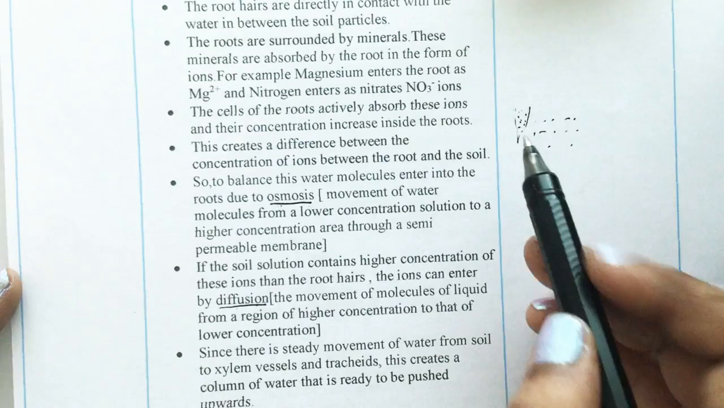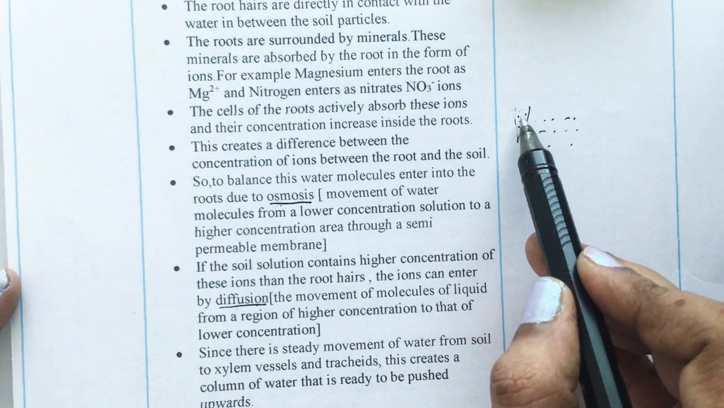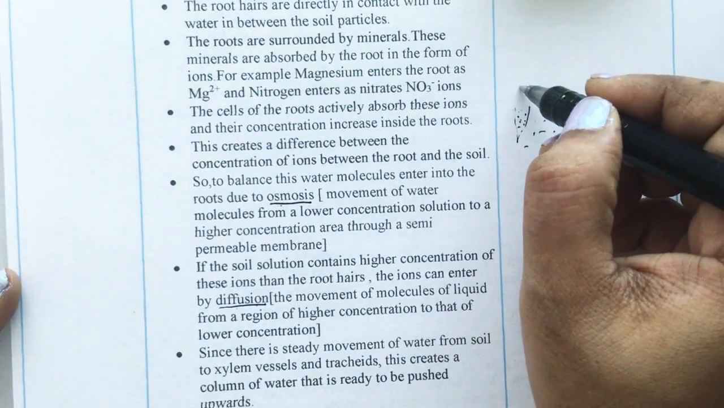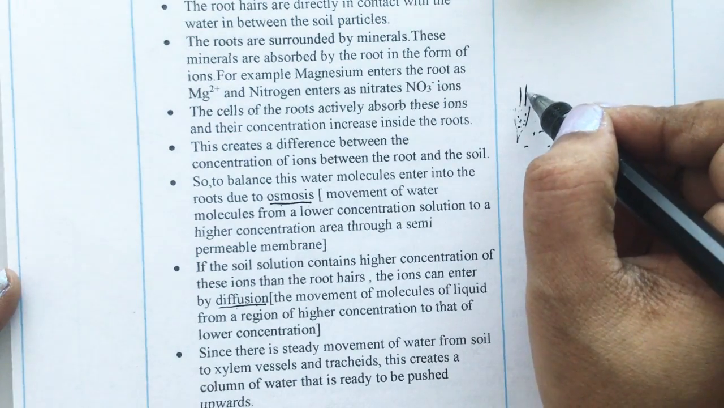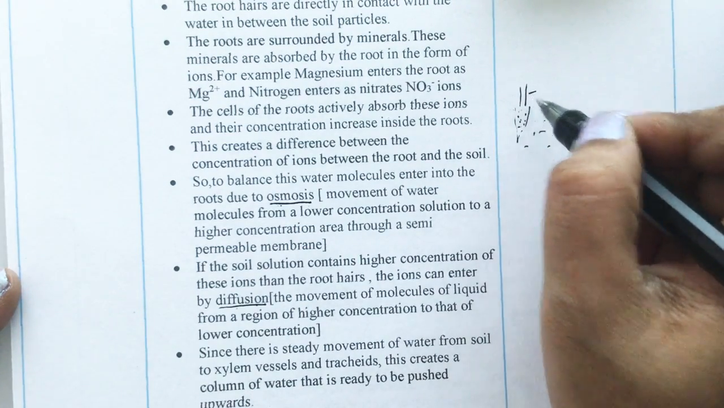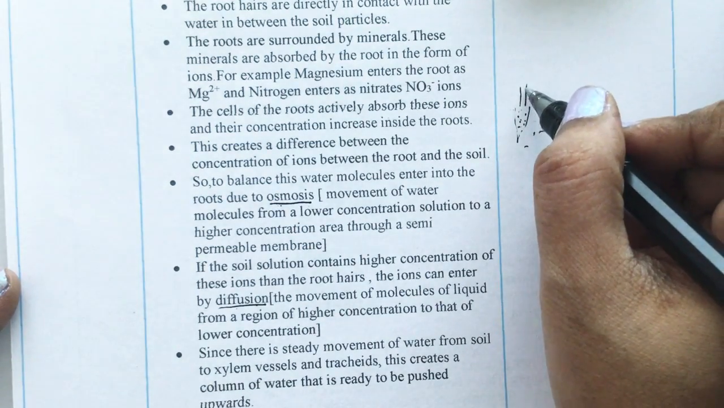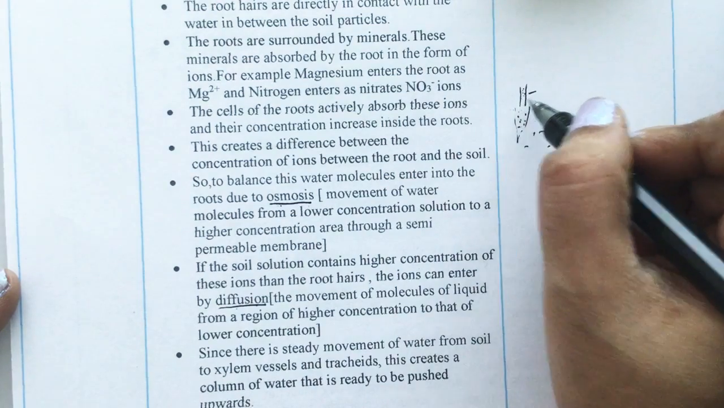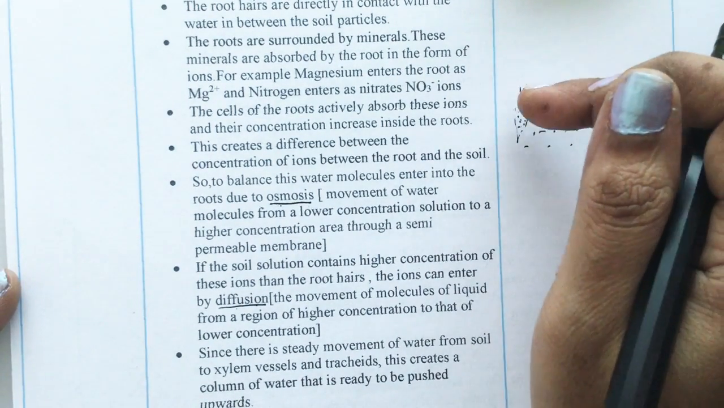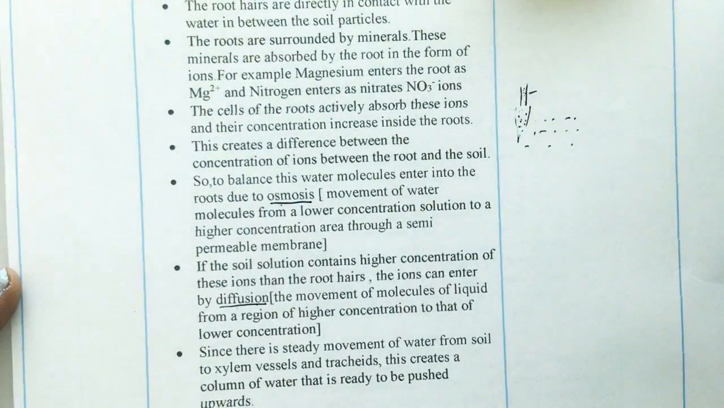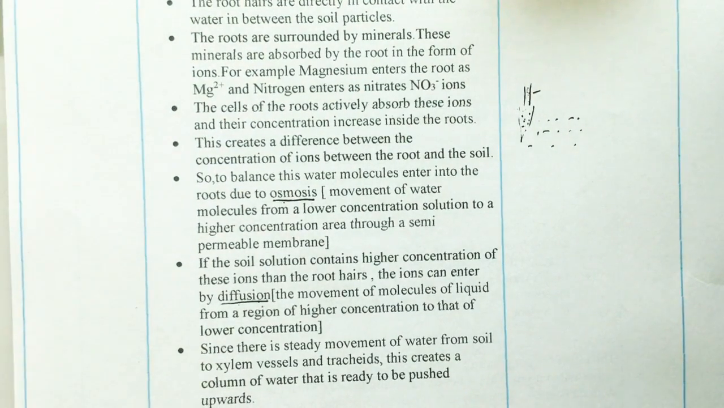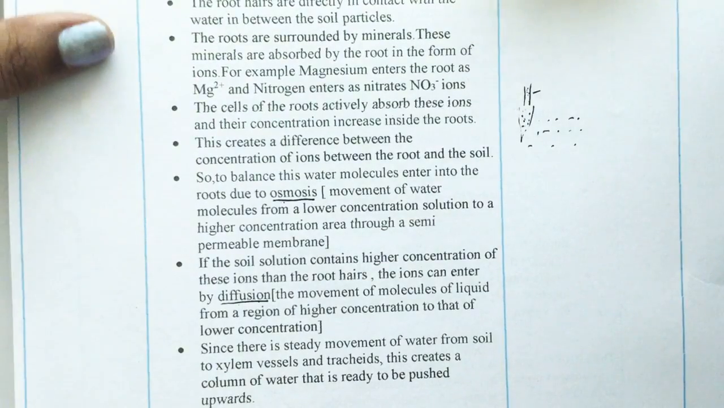So, from the roots, it now enters the xylem vessel. Let us say this is the xylem vessel, and now what happens? There is a column of water inside this which is ready to be pushed upward. That is what they are saying. Clear? So, absorption of water and minerals, you have to understand.